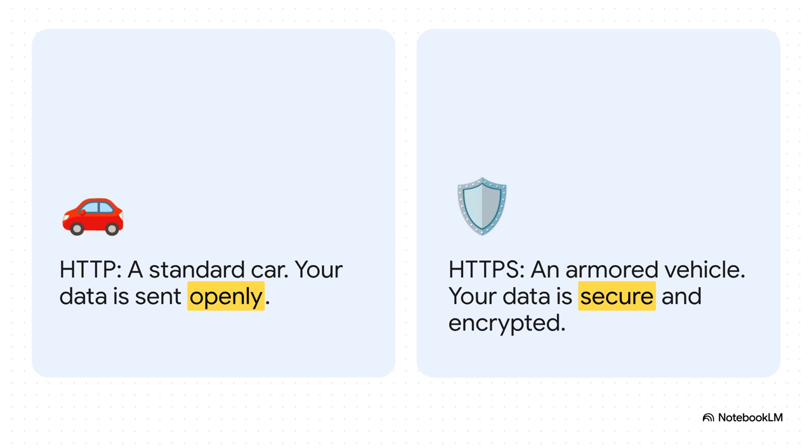And this is where it gets really, really important. You have a choice of vehicle. Think of HTTP as a regular car. Sure, it gets you there, but your data, everything you send and receive, is out in the open for anyone to see. But HTTPS, with that crucial S for secure, that's like traveling in an armored car. All your data is encrypted, completely scrambled, and safe. That's why you always want to see that little padlock icon in your browser.